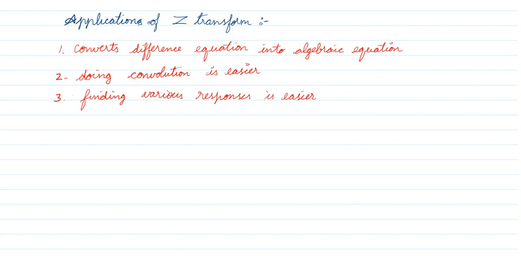Those are the advantages. As I said earlier, the transform is only a temporary domain. From the time domain, we will convert into Z transform, work there, then convert the Z transform back to the time domain by taking the inverse Z transform. So only temporarily will we be in the Z transform domain.